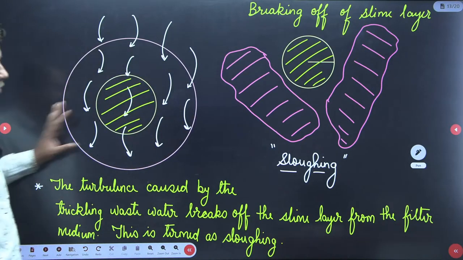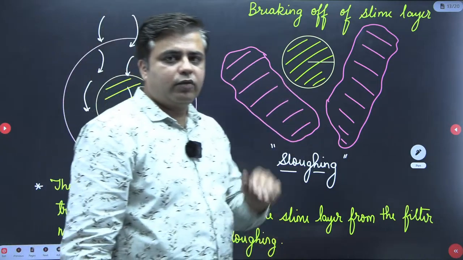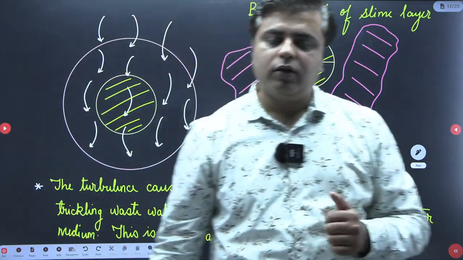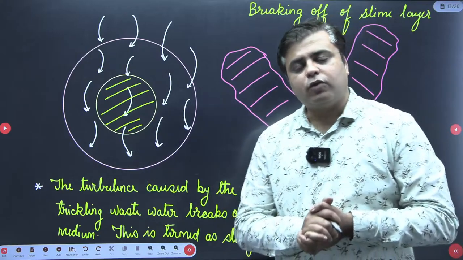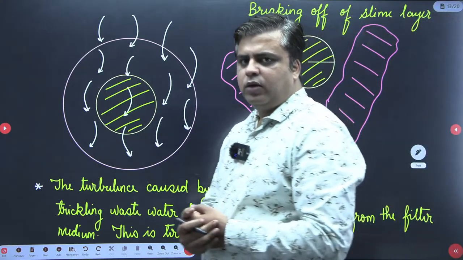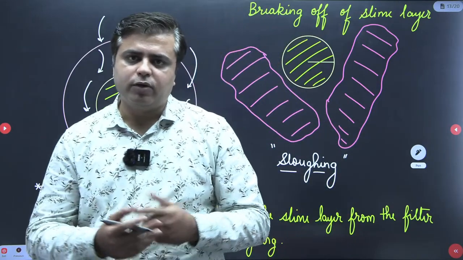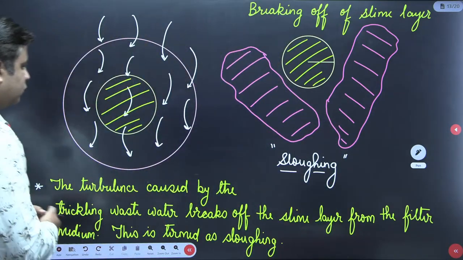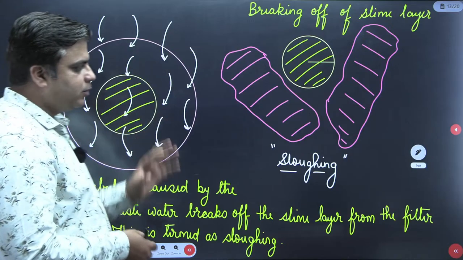This is termed as slogging. The more the slogging, the more will be the rate of removal of organic matter from your trickling filter, or from your wastewater, right? So this is the entire mechanism of trickling filter.